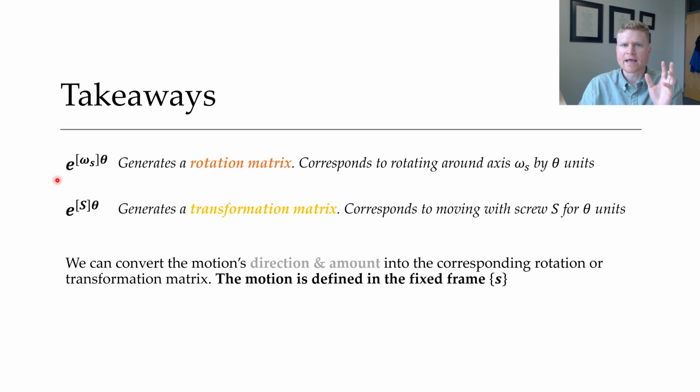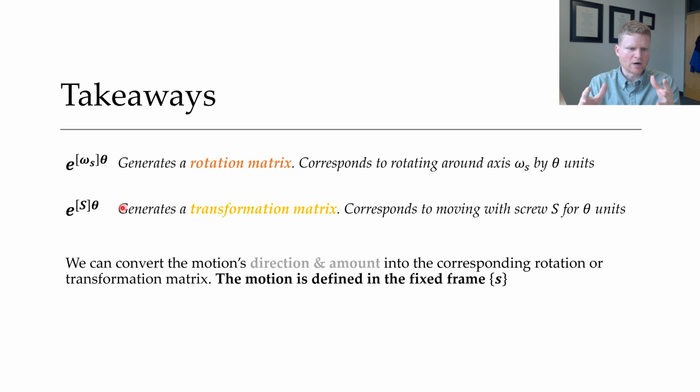If you want to convert an angular velocity into a rotation matrix, you can do so with this expression right here. What it's doing in words is it's taking an axis that you want to rotate around, that's omega s, multiplying that by an angle, how much you want to rotate, and building the resulting rotation matrix. You can do the same process to convert a joint with screw S into its transformation matrix. That's what's shown right here. So I'm moving along screw S by theta units, and this is building the corresponding transformation matrix.